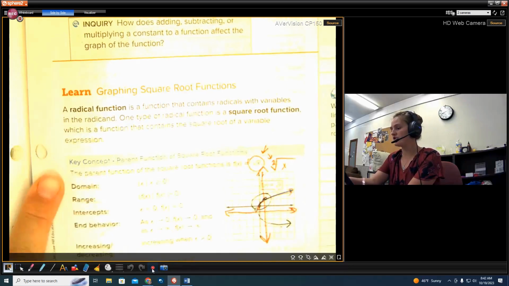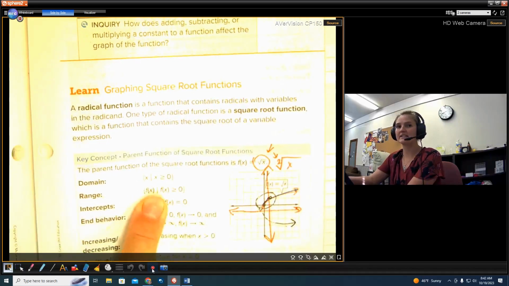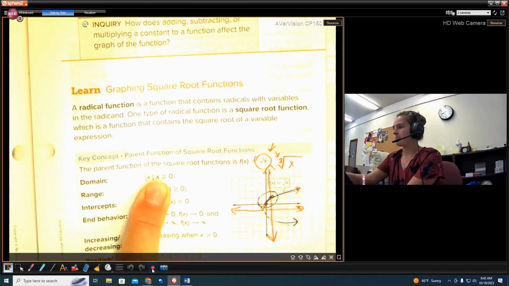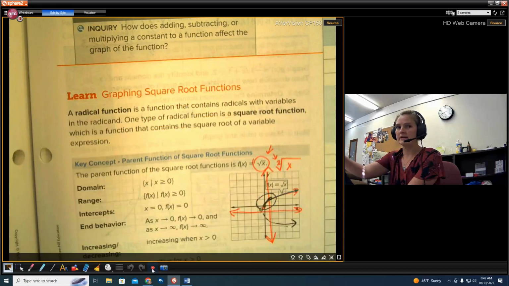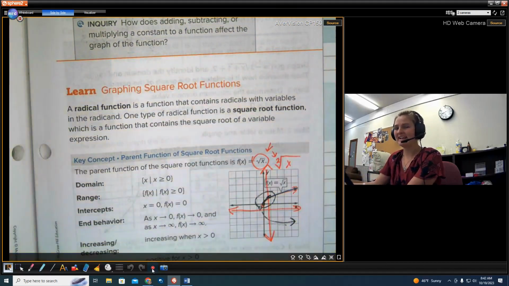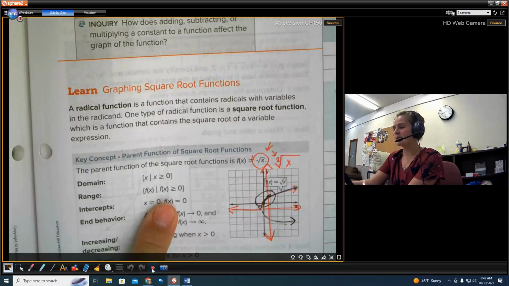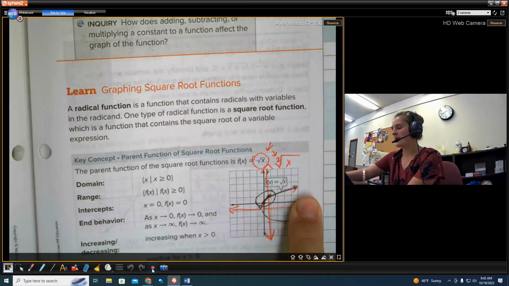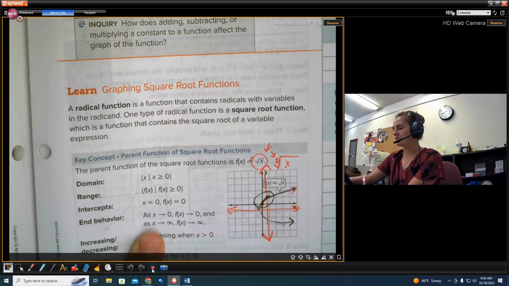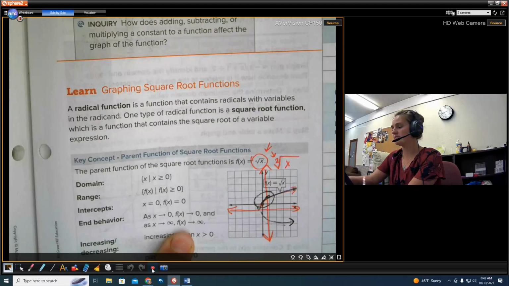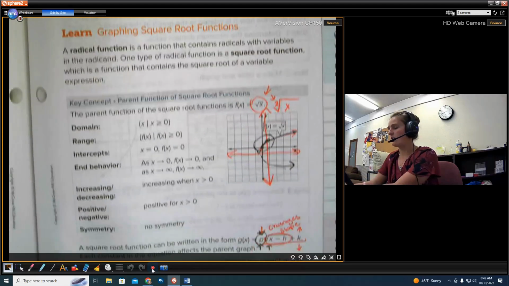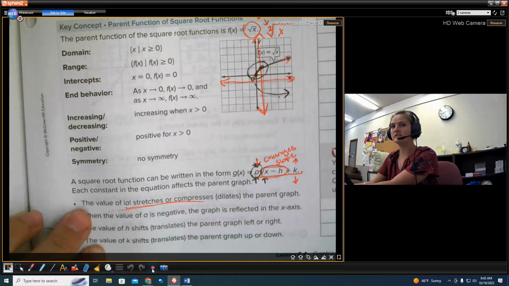Okay, so this is the parent function, and the domain for this parent function is that x is going to be greater than or equal to 0. I think my light got turned on. Oh, there we go. And then that y is going to be greater than or equal to 0. And you can see it starts here at 0, 0, and then keeps going. And the ending behavior is as x goes to 0, y goes to 0, and as x goes to infinity, y goes to infinity. So again, we've already talked about parent functions and how we can transform these functions.